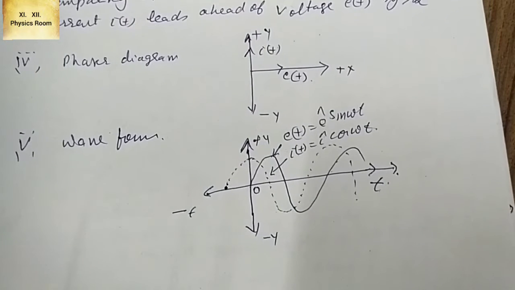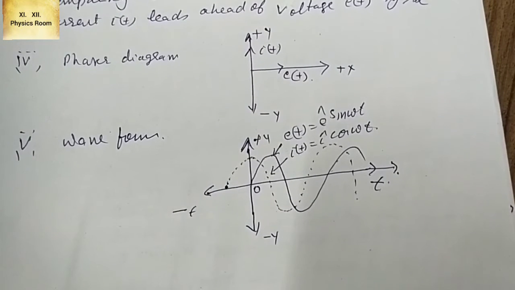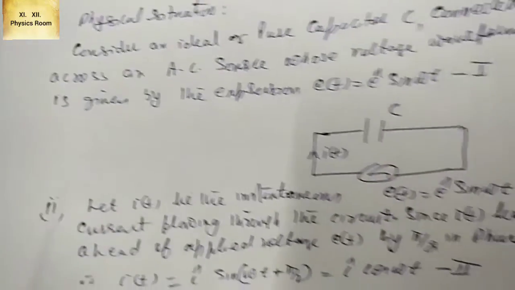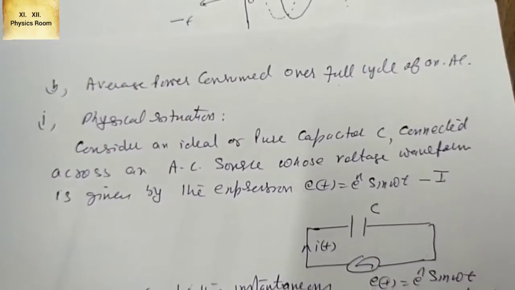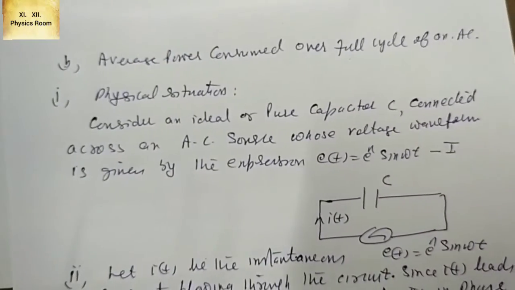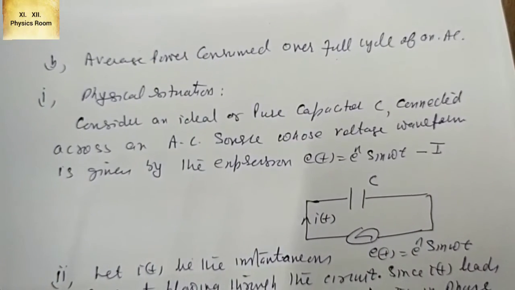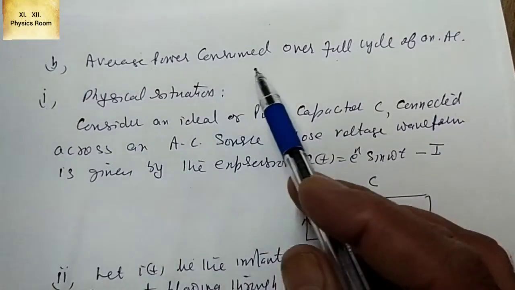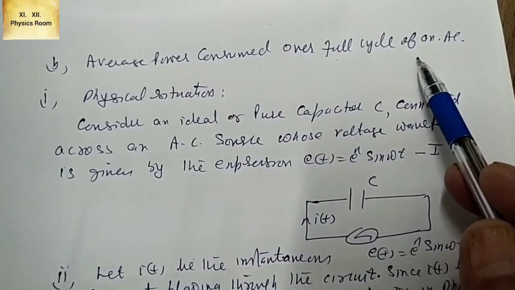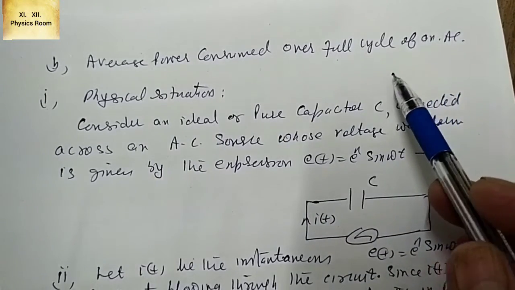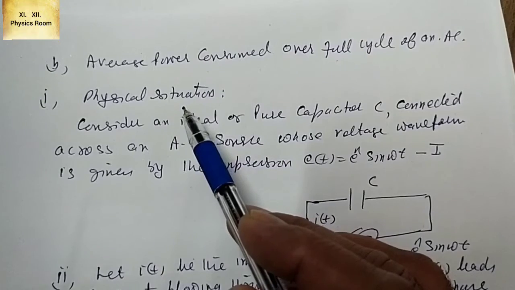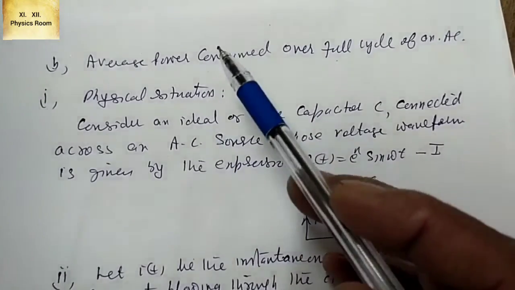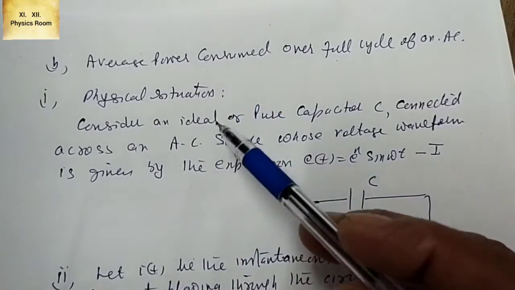Now we come to the second part: average power consumed over a full cycle of an AC. Average power consumed over a full cycle of an AC. So we have to follow 5 steps again. The first step is the physical situation. As usual, this is the same as we have developed in phase relation.